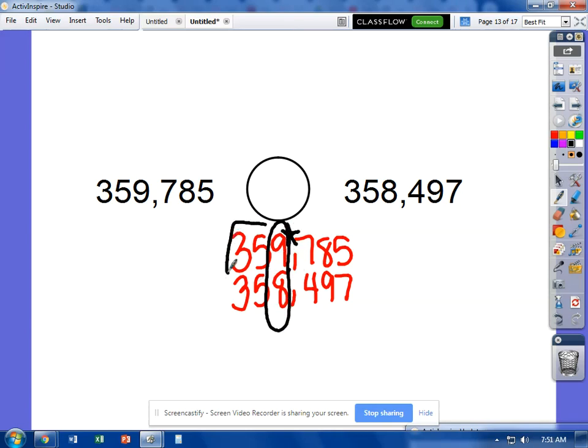This makes 359,785 the larger number. So I'm going to find which one that is. It's over here. And I'm going to make sure my alligator's mouth is opening towards the larger number, which is 359,785.